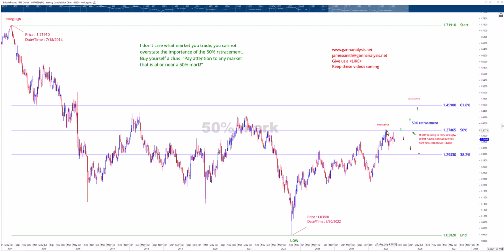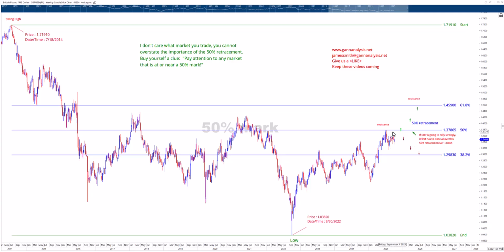You can see this one hit pretty precisely and it sold off. Maybe it takes another run at it. If it closes above it, hey, maybe you go up here to 145,900. So all we're really saying is be aware of where you are in the chart, and the 50% retracement is one retracement you definitely want to follow.